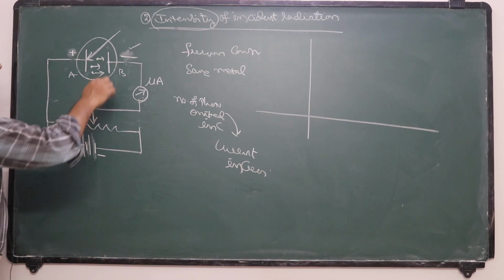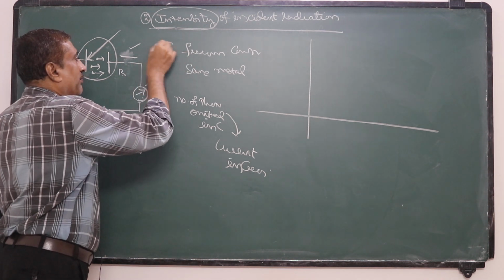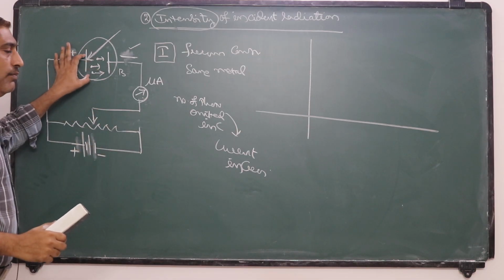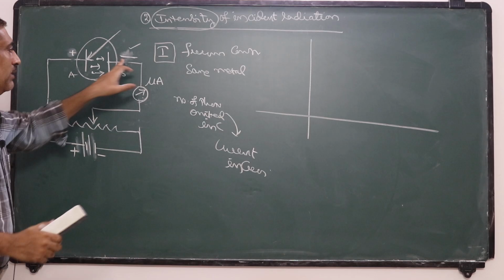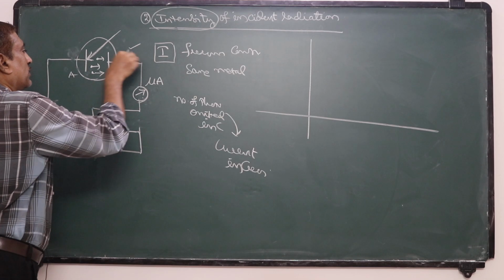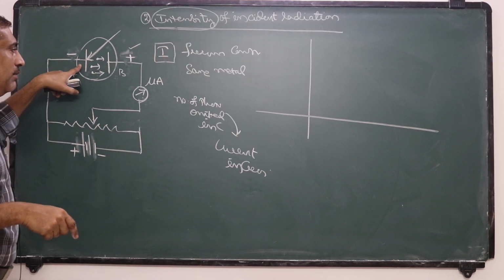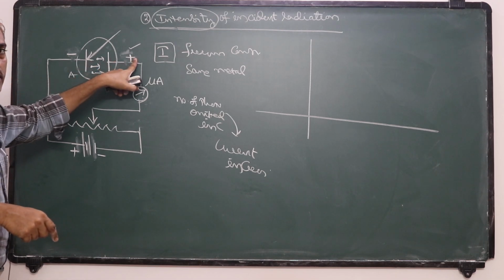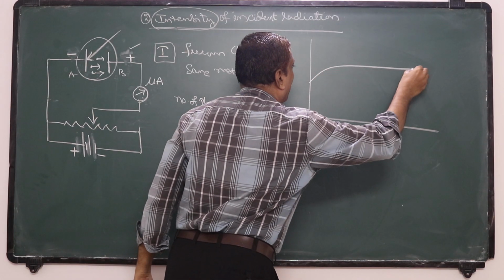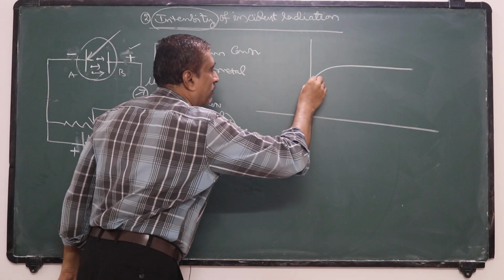Assume that light of intensity I is incident on this metal. Now, if we increase the positive potential, as in the previous case, we get the curve like this, and if we reverse this potential, then we get the curve like this.